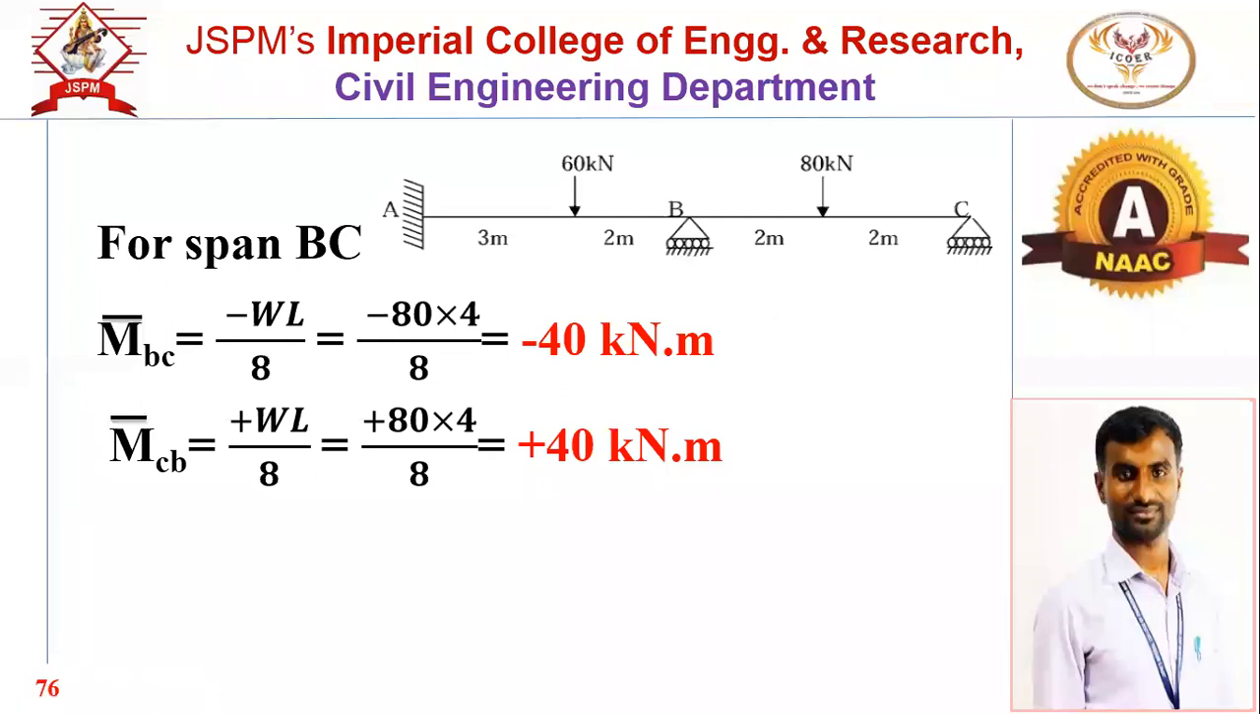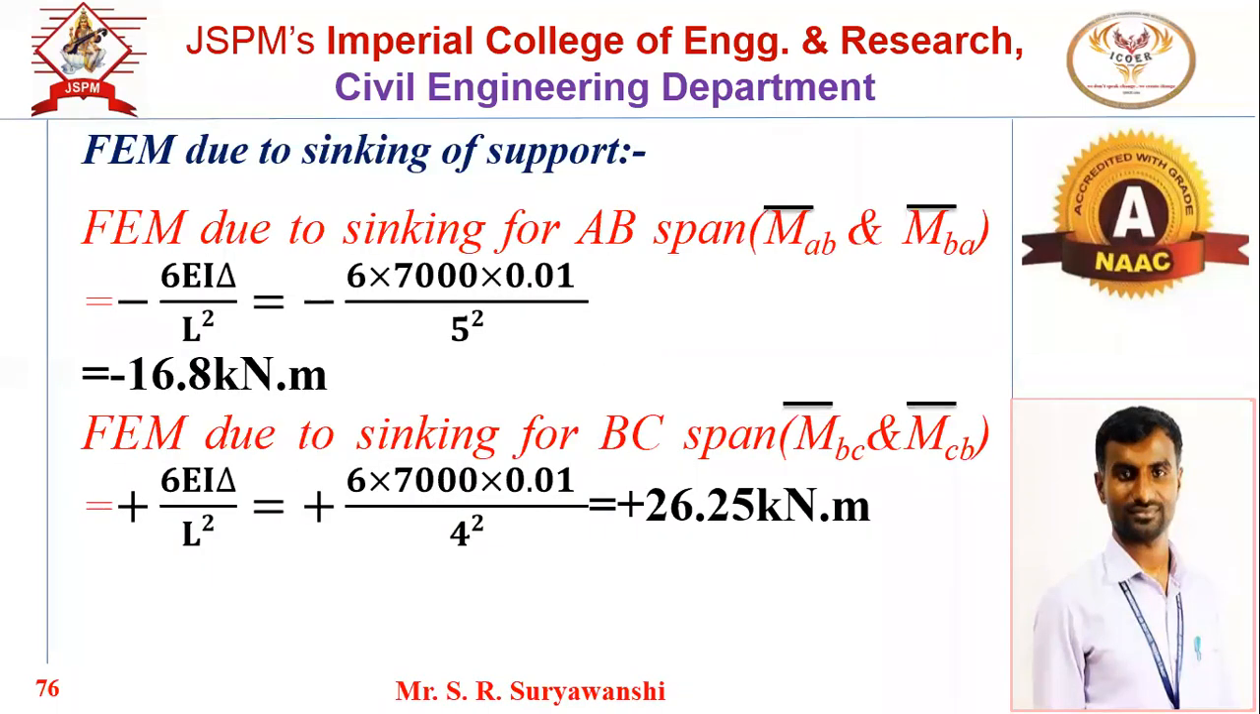Now that calculation we have to do. Now the second part is the fixed end moment due to the sinking of support. Here the fixed end moment we have to find out due to the total span, not fixed end moment for M bar AB and M bar BA. So this fixed end moment will be constant for the total member AB. Means this minus 6 EI delta by L square will be the same for M bar AB and the same for M bar BA.